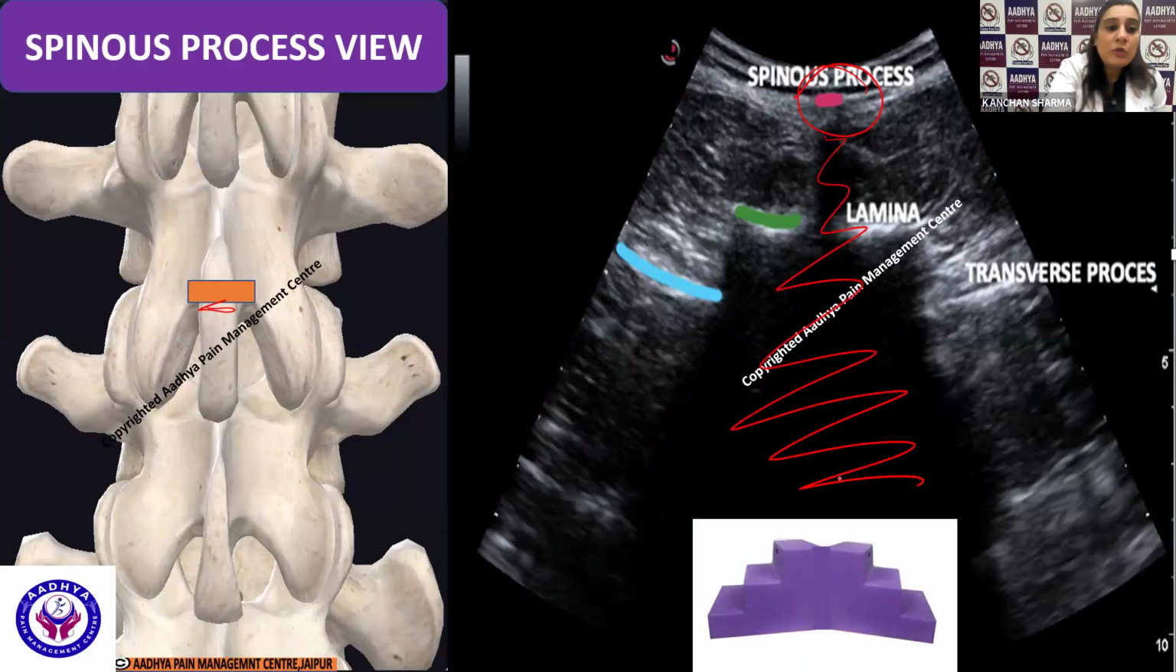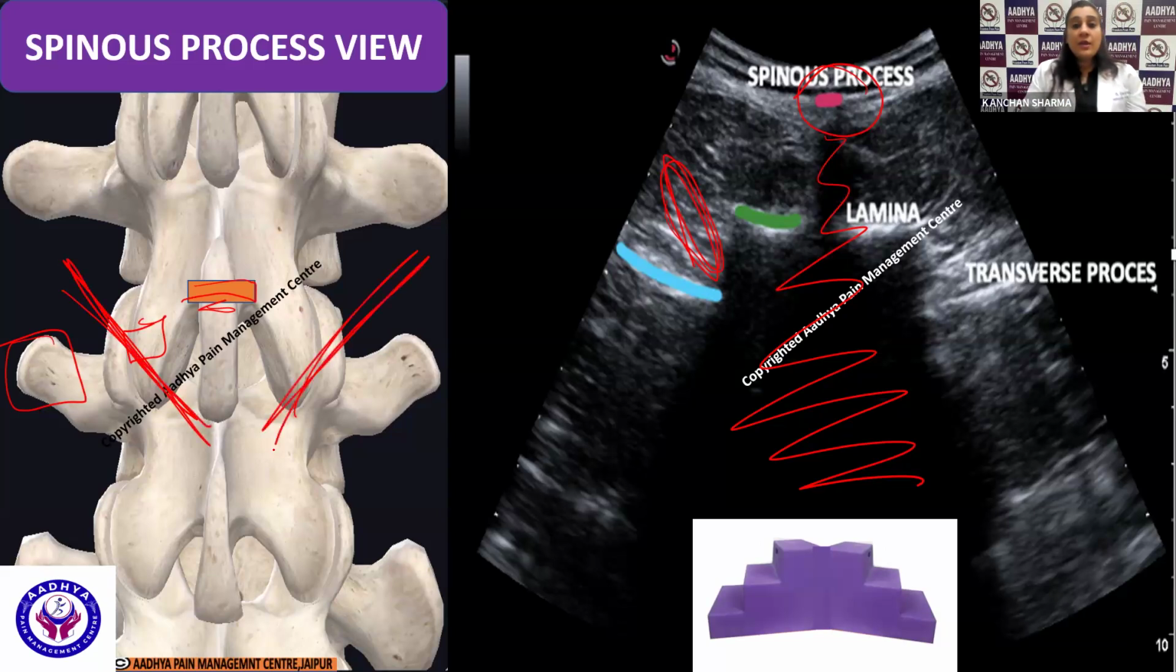At the same time, you will be able to see the spinous process, the lamina, and the transverse process. In this region, you will have your superior and inferior articular processes. They are in the coronal plane when you are looking like this. You can see here, they are in the coronal planes. So this is the spinous process view when you are not able to see anything, and we call it the step ladder view. This is one step, this is another step, and this is another step. So step ladder view for the spinous process.